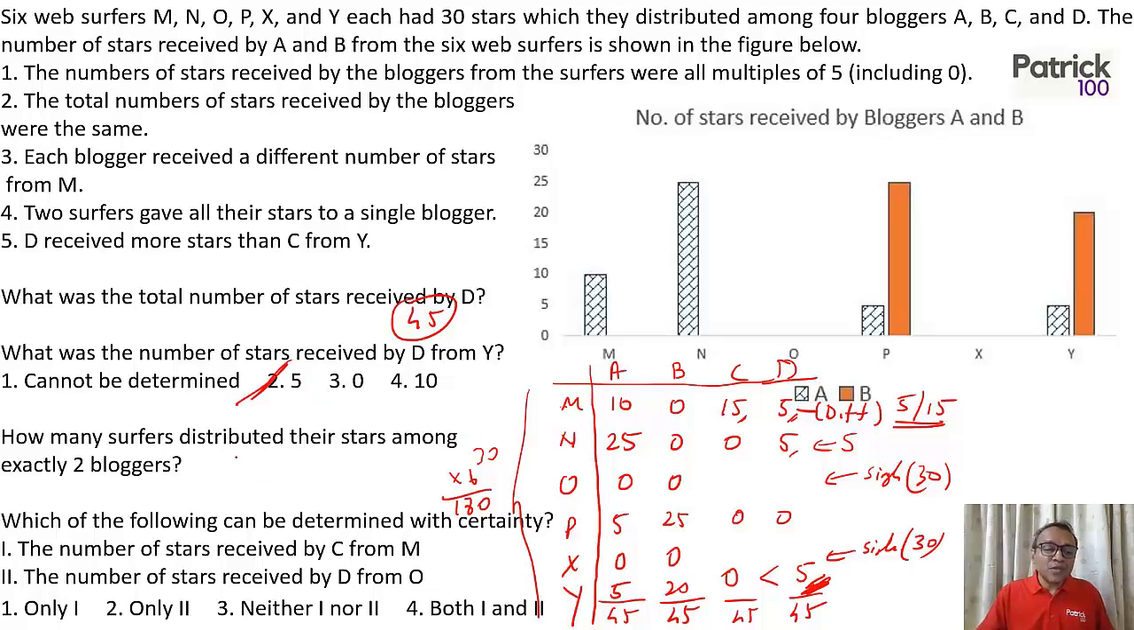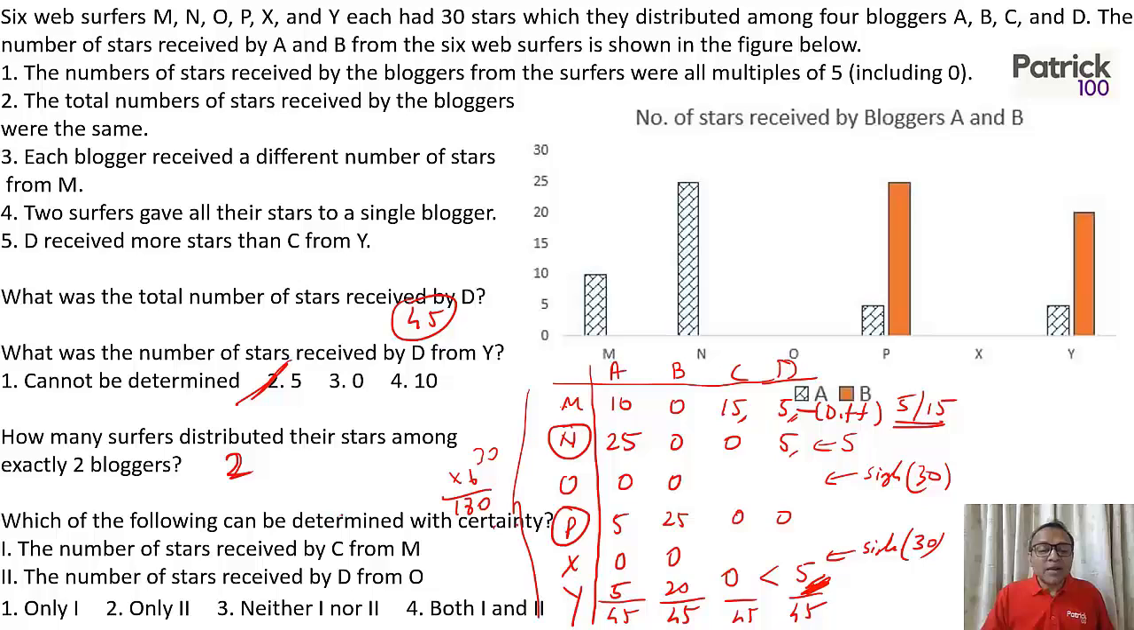Next: how many surfers distributed stars among exactly 2 bloggers? If you look, P gave to 2 bloggers, that's 1, and N gave to 2 bloggers. The rest all gave to either 1 or 3. So N and P gave to exactly 2 bloggers, which means we have 2 as the answer.